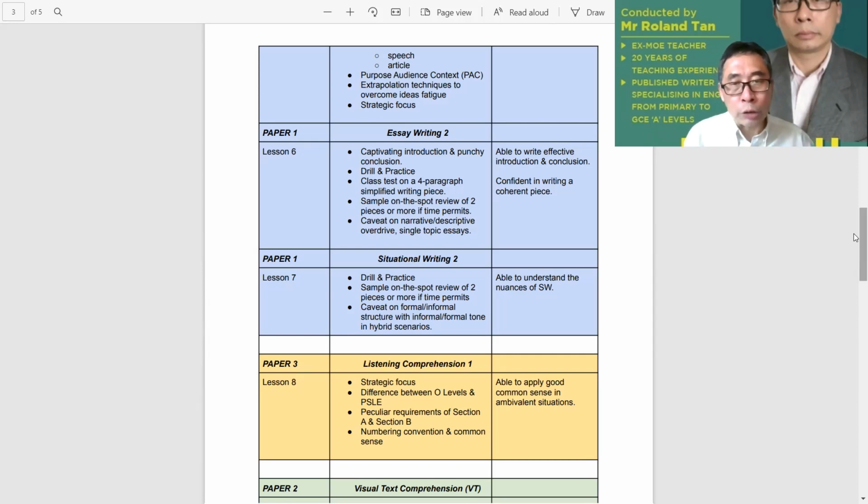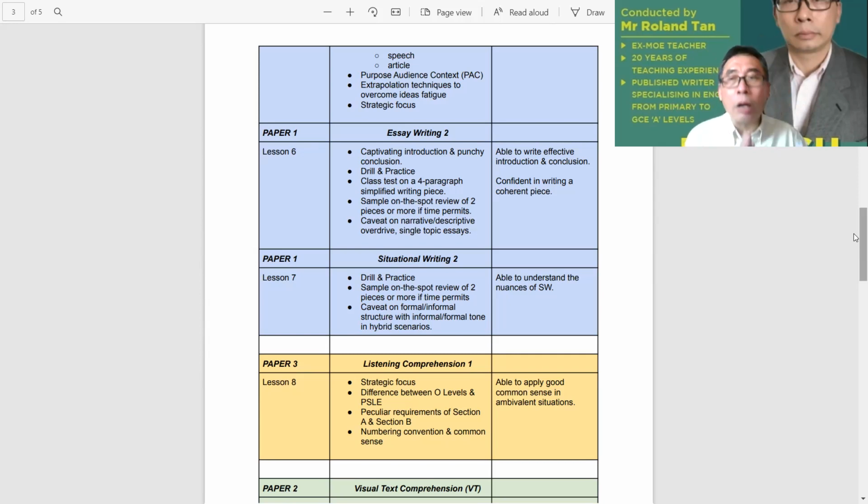I would then sample on-the-spot review of 2 pieces of work and explain to the class the reason why I have corrected the way I did, and explain how certain phrases and sentences should or could have been reworded or rephrased to make the delivery more succinct and effective, right?